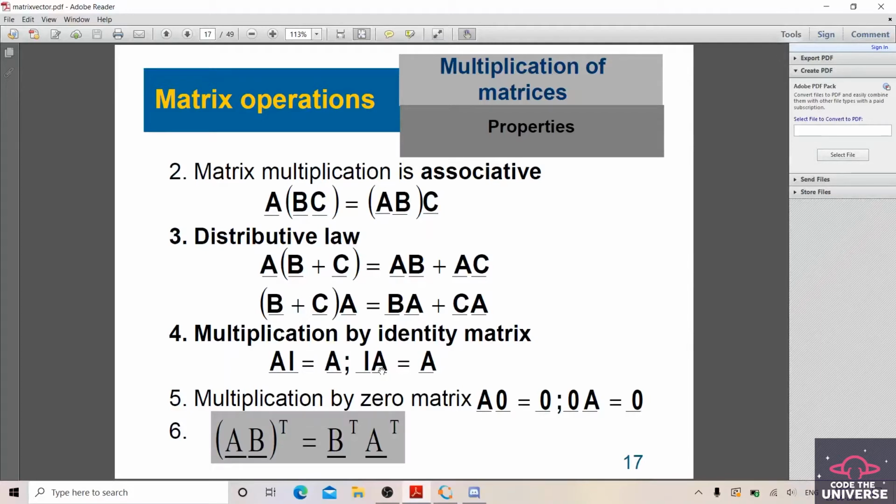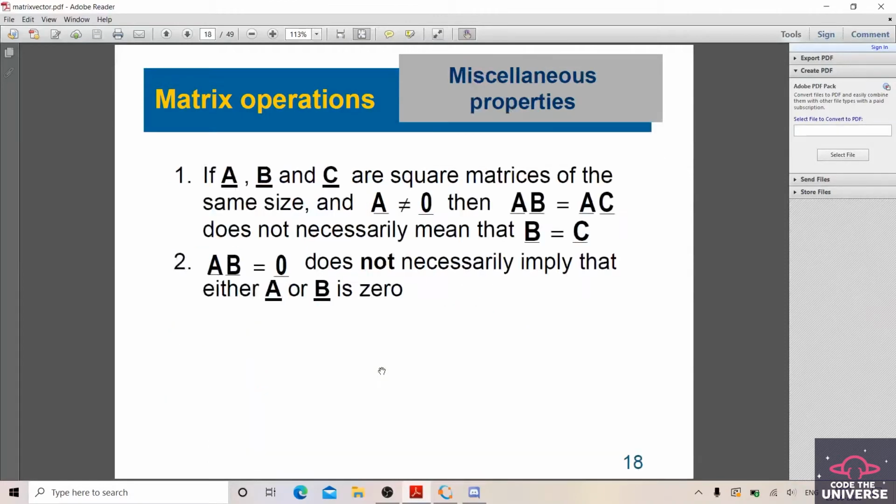Again, this might not be really helpful for MATLAB specifically, because all these things we're dealing with here get handled by inbuilt commands and functions. But again, it's just good to have knowledge of miscellaneous properties. If AB is equal to AC, that does not mean B is equal to C. And if AB is equal to 0, that does not necessarily mean that A or B is 0. So if you want to understand these, maybe you can try them out with some examples. I hope these are practically understandable, and hopefully you have got an intuition about how this stuff works.